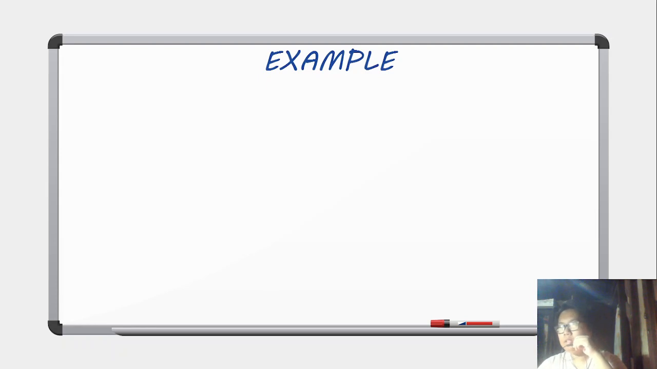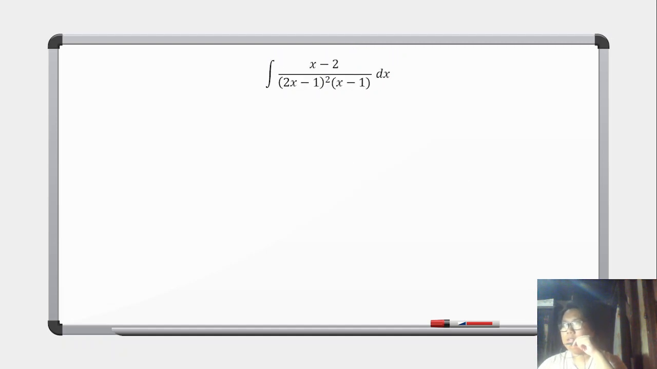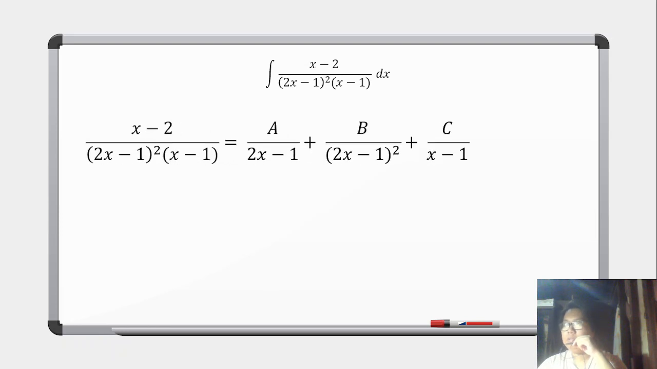The example that I chose is the integral of (x - 2) over (2x - 1)^2 (x - 1) dx. The first step is we're going to decompose this. We have A over (2x - 1) plus B over (2x - 1)^2 plus C over (x - 1). From our example, we have a repeated linear factor here, that would be (2x - 1)^2. So that is our repeated linear factor, and this is why our decomposed fraction looks like this.